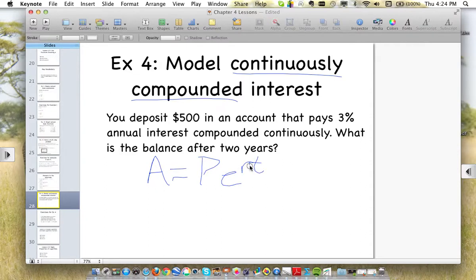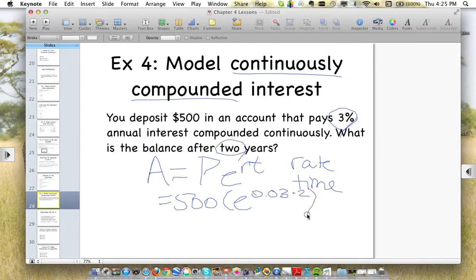P is the principal amount, r is equal to the interest rate, and t is equal to time in the number of years. And the interest is compounding continuously. So, plug in our values. $500 times e raised to, we got 3% here, so put that in decimal form. And our time, how many years? So we have 2 years.